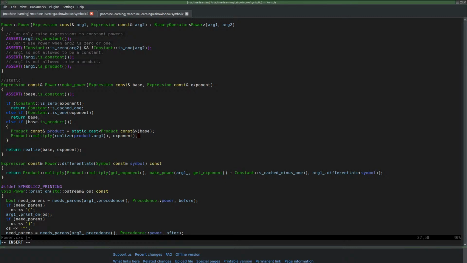No, I need a recursive call. At most, I could make a second make power that already knows that exponent isn't 1, 0, 1.